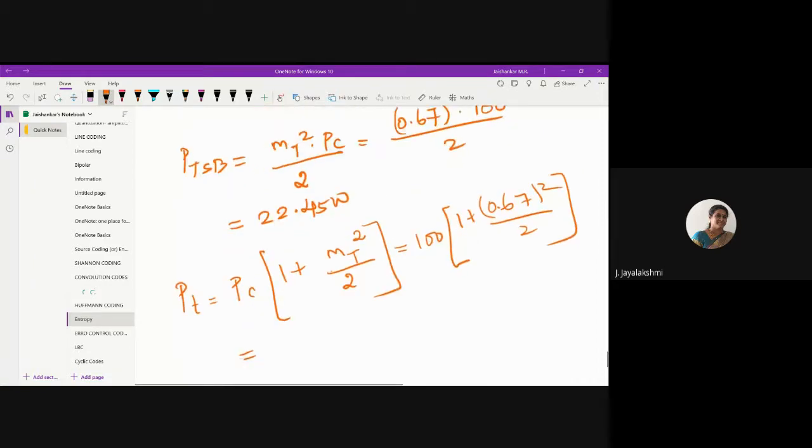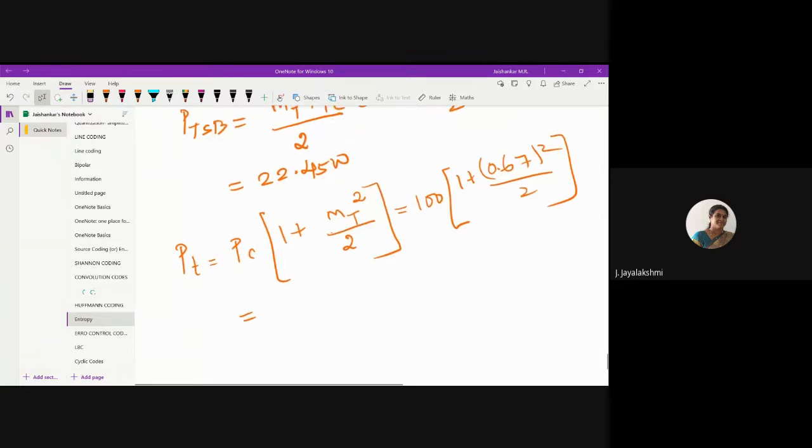already we have seen this, mt square PC by 2. That is, mt square by 2 is available. So 1 plus of that. It is 100 times, 1 plus of it, means 100 plus this 22.45. So 122.45 watts is going to be the total power needed for the transmission. Okay.